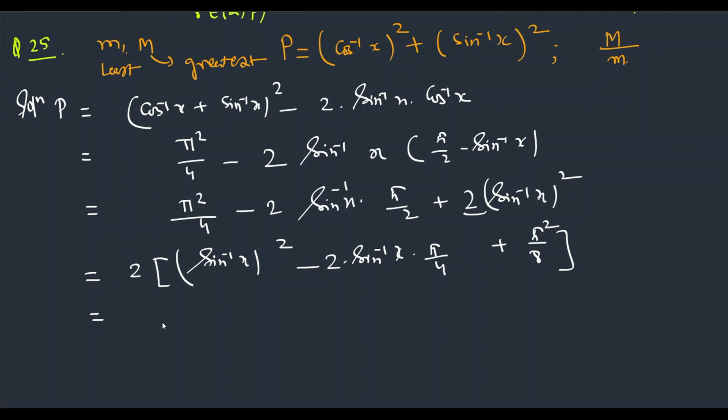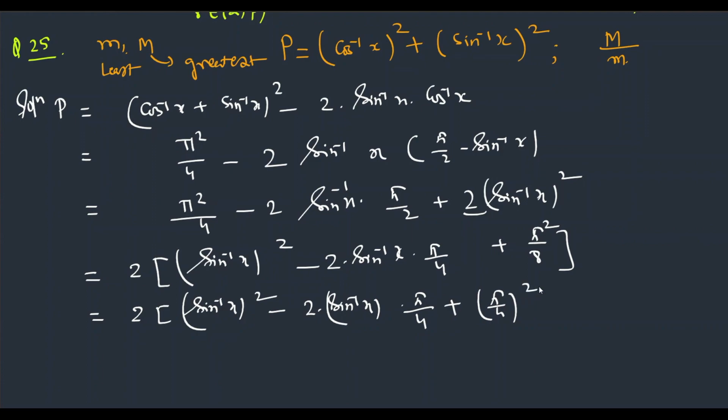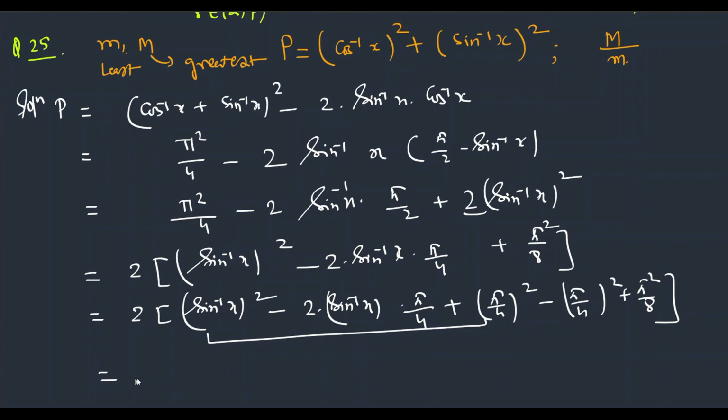Up to this is any doubt? No, sir. So now we try to write this expression as a perfect square. So this is a square minus 2ab. So 2a, now our b is pi by 4. Next we have b square, that means pi by 4 whole square. Now again we subtract pi by 4 whole square, and last term is pi square by 8. So from here to here we have a perfect square.